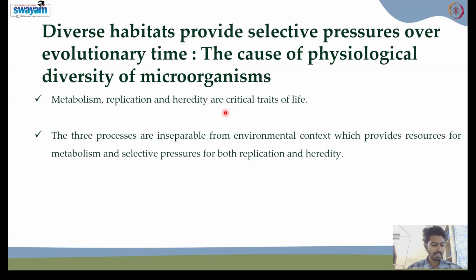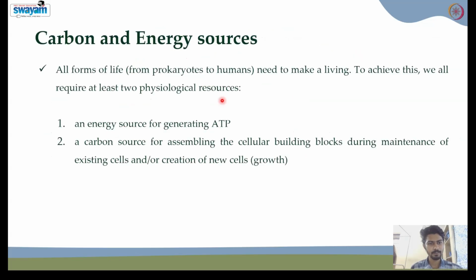And what happens? They don't happen in isolation. They depend upon the environment, and therefore the diversity. This physiological diversity results from billions of years of environmental pressure shaping the metabolism, replication, and hereditary. So all life forms have metabolism, replication, and hereditary function. And this is how they undergo selective pressure over evolutionary time.